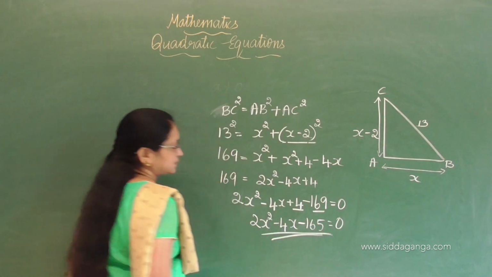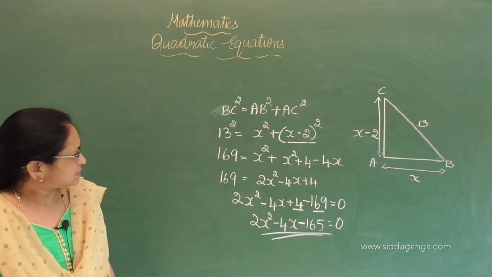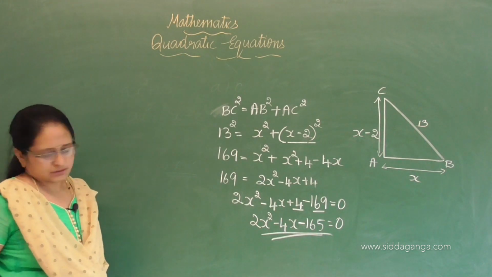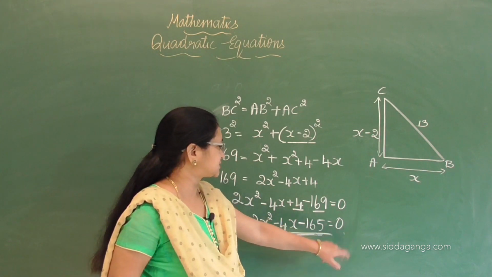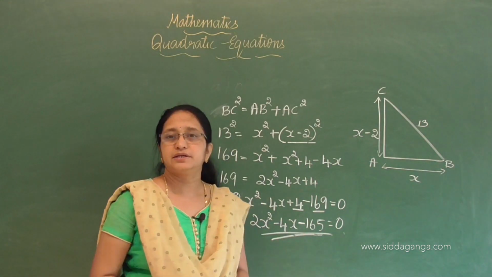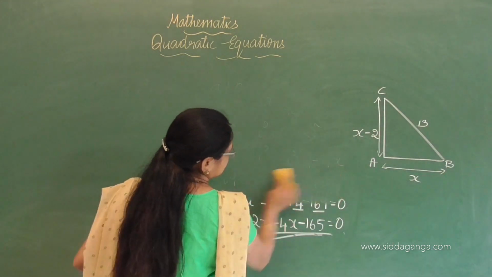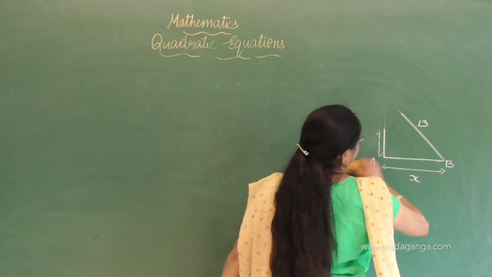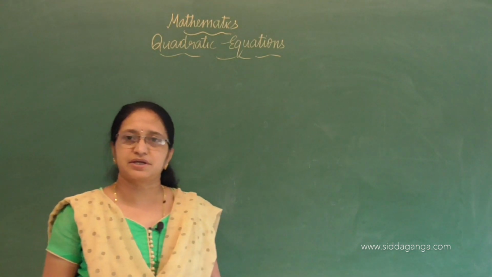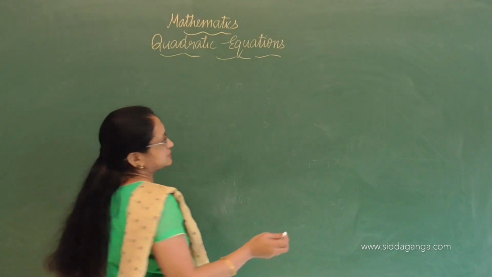So this represents the quadratic equation: 2x square minus 4x minus 165 is equal to 0. Like this we can frame a quadratic equation. Understood? The first exercise is completely based on framing the equation and checking whether the given equation is quadratic or not. So let us see one more example.